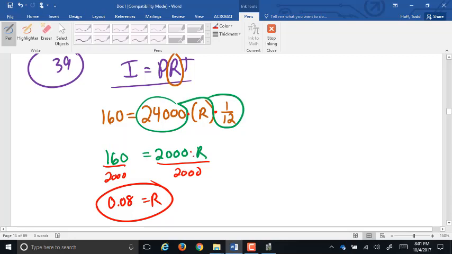Nope. 160 equals 2,000 times R. Then you have to divide by 2,000 to get R by itself. So 160 divided by 2,000 is 0.08 equals R. So you'd either leave the rate as 0.08 or 8%. Either one would be acceptable.